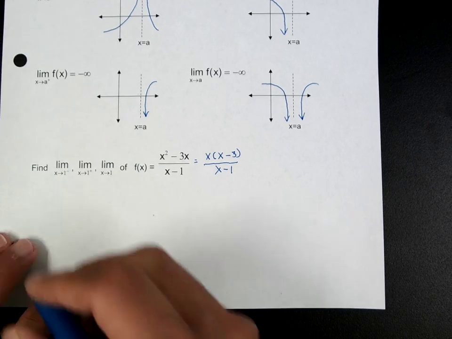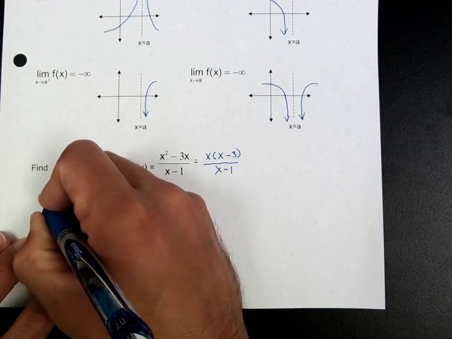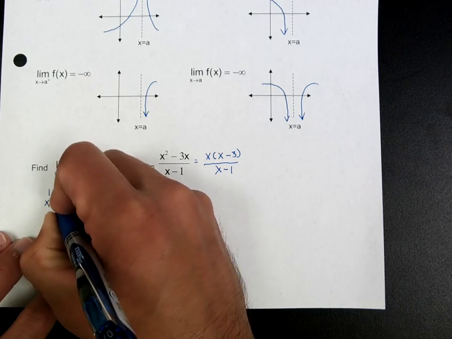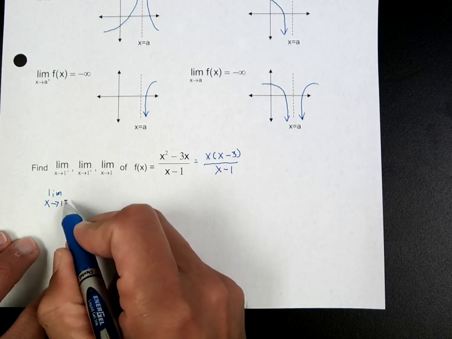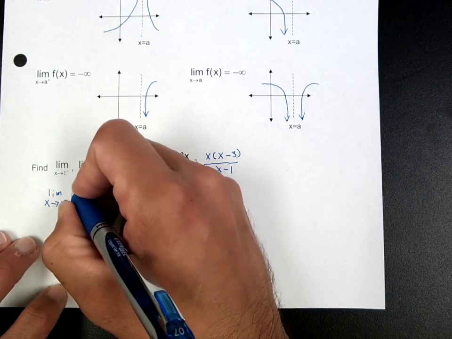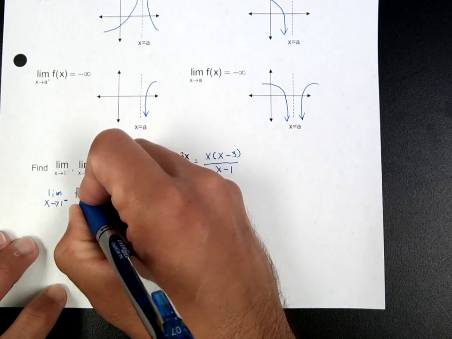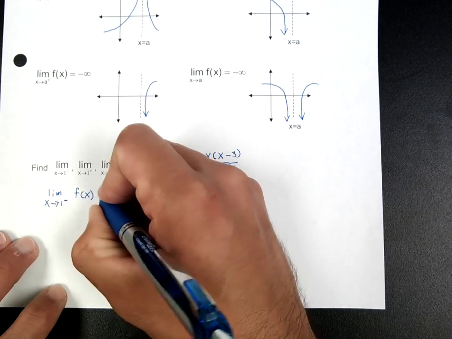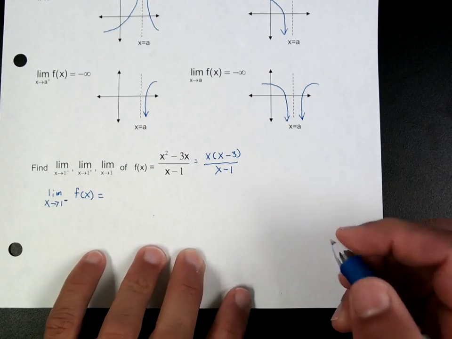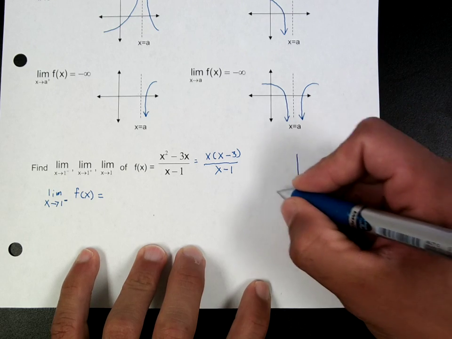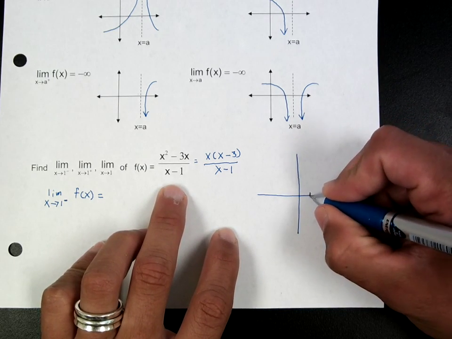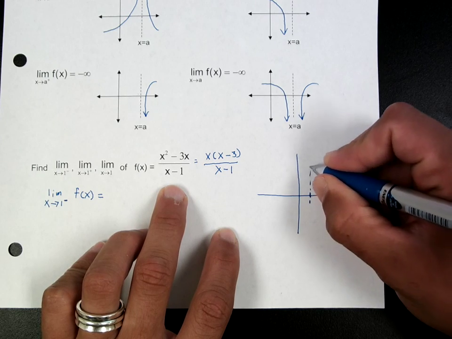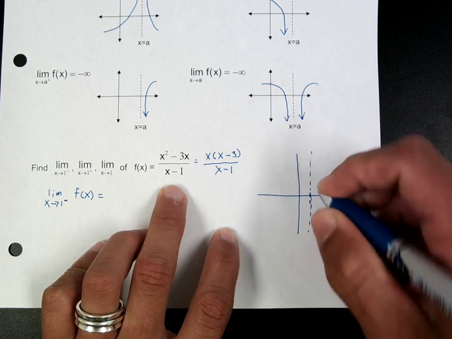The first thing we're going to find is the limit as x goes to 1 from the left side of f of x. Notice that for the left side, the little sign goes on the right of the number. Here's what I do know: I know that I have a vertical asymptote at 1, so assuming this is 1, you're going to have some kind of vertical asymptote there.